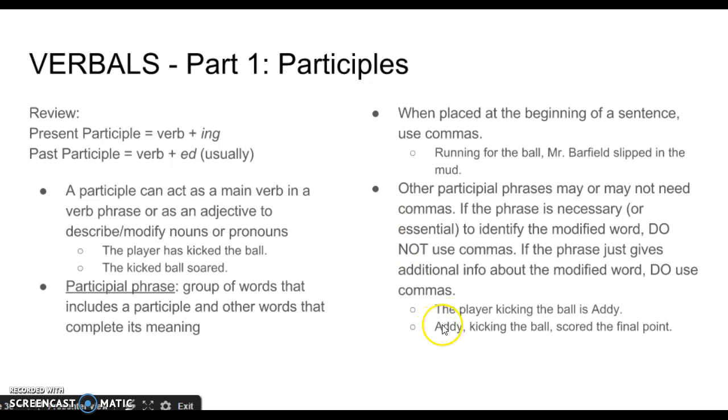So here we have the player kicking the ball is Addy. This participial phrase is necessary to distinguish who we're talking about or what we're talking about. The player kicking the ball is Addy. You could take it out, the player is Addy, but you need to distinguish which player it is. Therefore, it's necessary, no commas. In this example, Addy, kicking the ball, scored the final point. It is not necessary, so it's offset by commas.